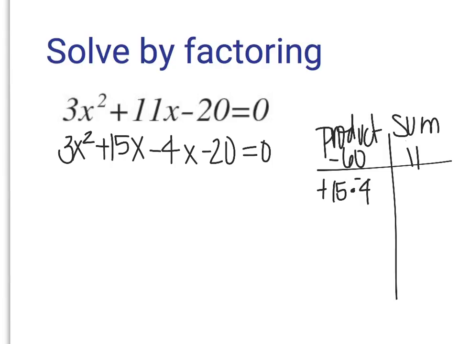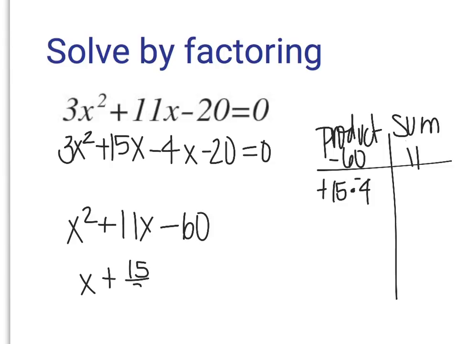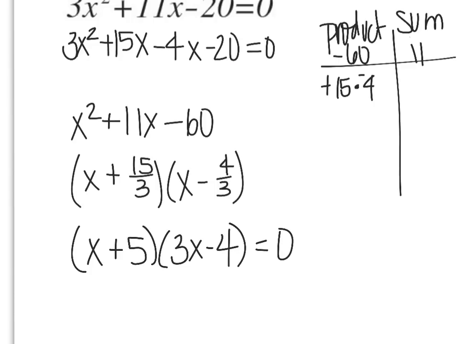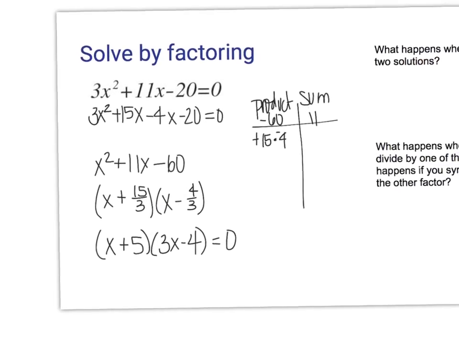Or if that means that you swing and divide, x squared plus 11x minus 60, and you have x plus 15 divided by 3 times x minus 4 divided by 3. However you factor, which is what you should be doing right now, you end up with a factorization of x plus 5 times 3x minus 4. And this problem originally equaled 0, so I'm going to set it equal to 0. So this is my final factorization. But it didn't ask me just to factor it. It said to solve by factoring.